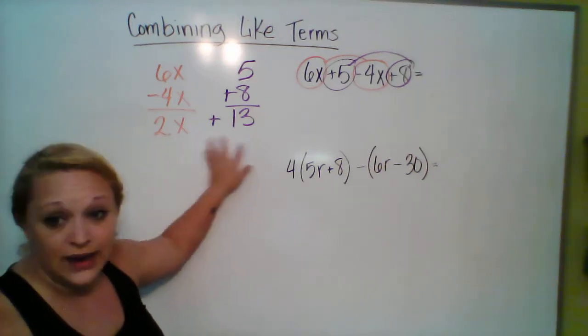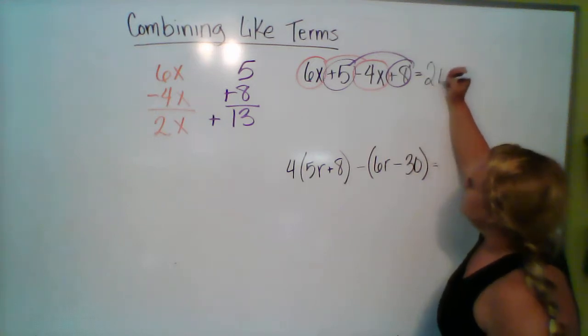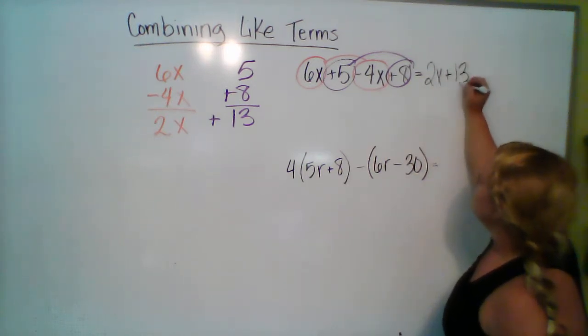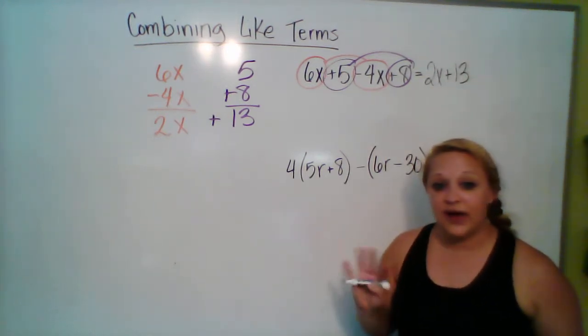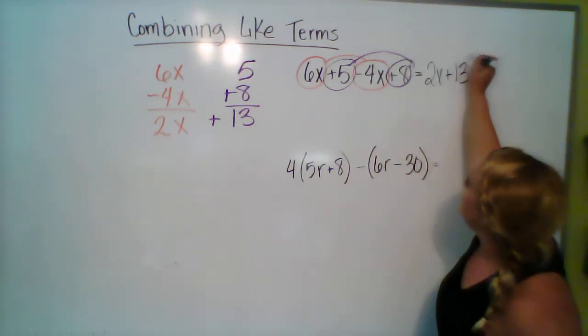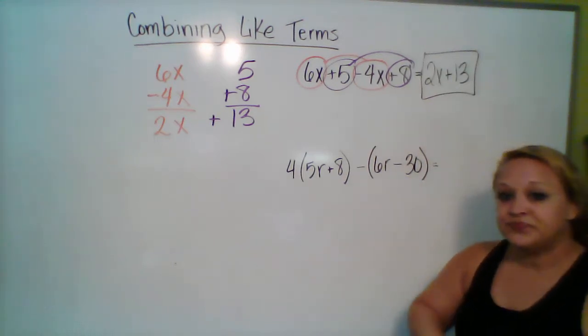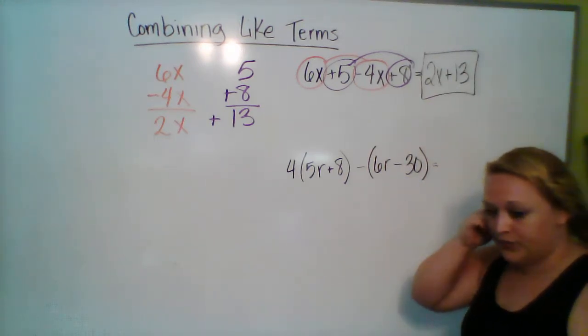So this is my answer. My answer is actually 2x plus 13. It cannot be simplified anymore. This has a variable, this does not, which means this is my answer. Okay? Now we're going to get a little bit harder.